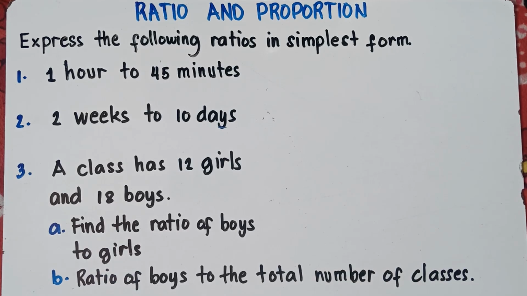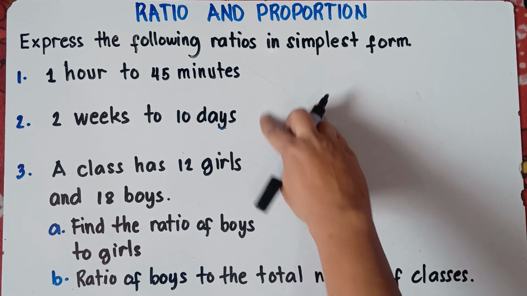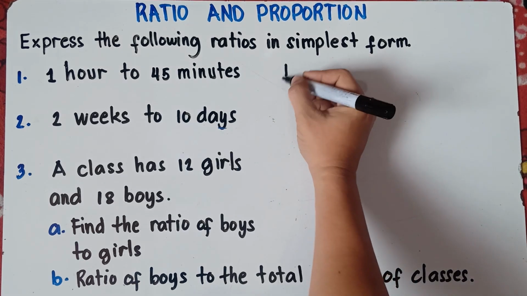Alright, so we are told to express the following ratios in simplest form. We do have 5 examples for you to really understand this one, class. So let's start with number 1, 1 hour to 45 minutes. Once again, class, in answering this one, it's better to use the fraction form for us to simplify our answer easily.